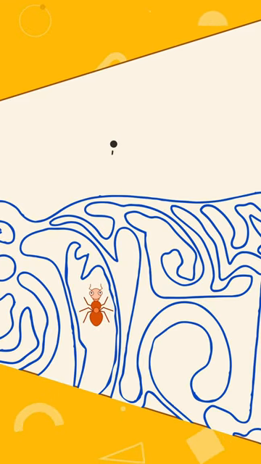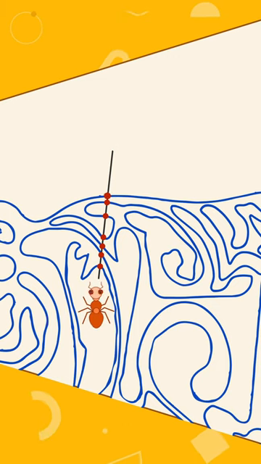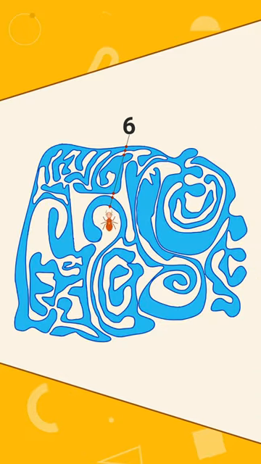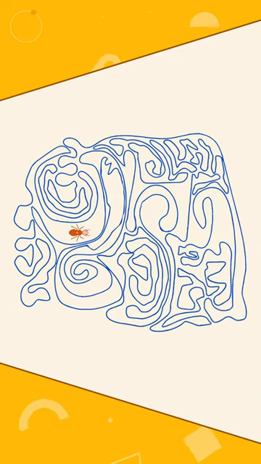Starting from a point outside the shape, we can simply draw a path to the ant's position. Then we just count the number of times it cuts the boundary. If it's odd, like in this case, seven times, it must be inside. And if it's even, it must be outside, no matter what path we choose. Can you now tell whether the ant is inside or outside this shape?